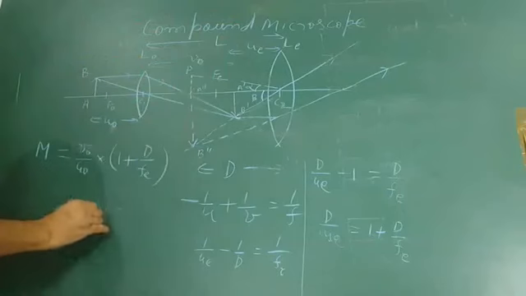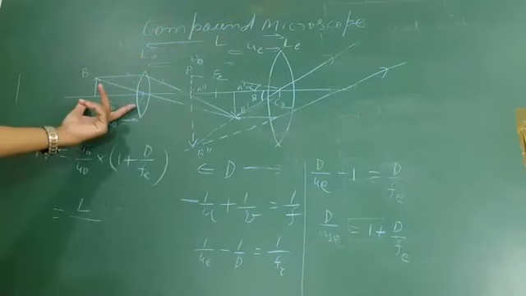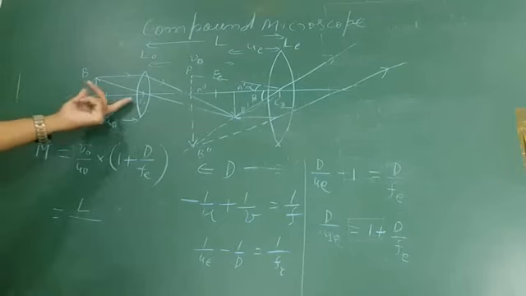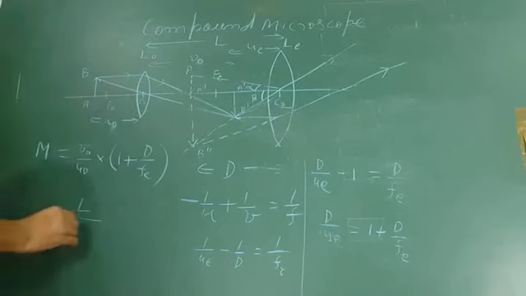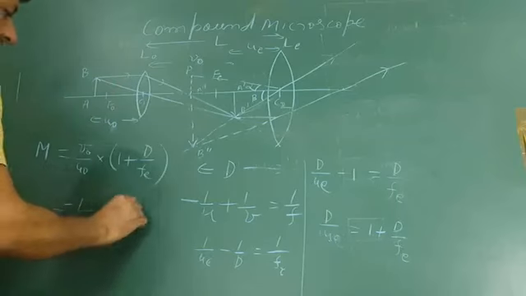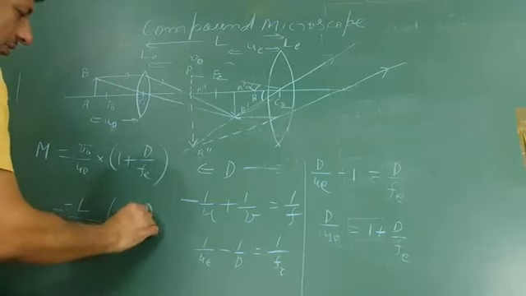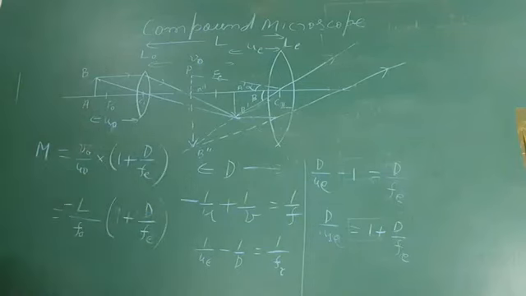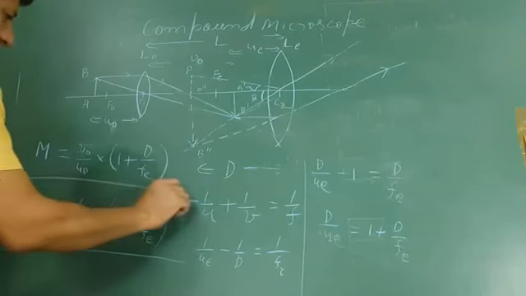divided by this distance. This object is placed just beyond the focal length, so this distance is almost equal to the focal length, so it will be FO, and the sign will be negative, so it will be minus L by FO, times 1 plus D by F. So that will be the angular magnification due to a compound microscope.